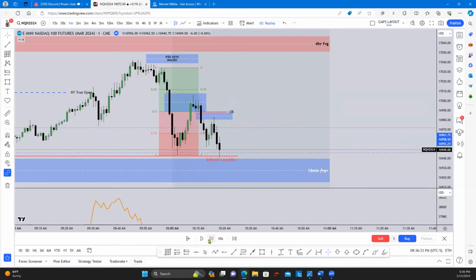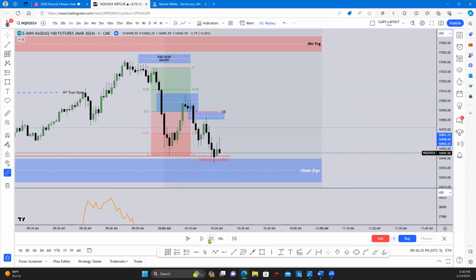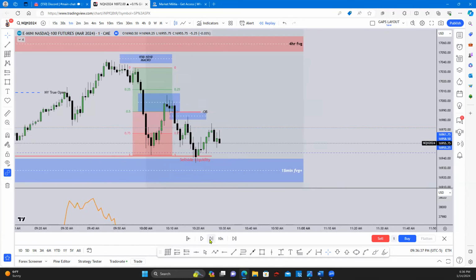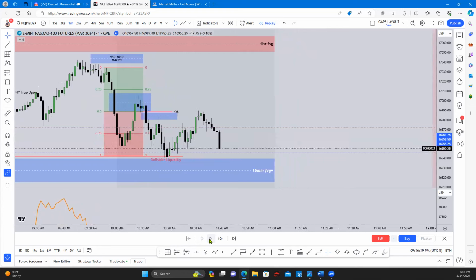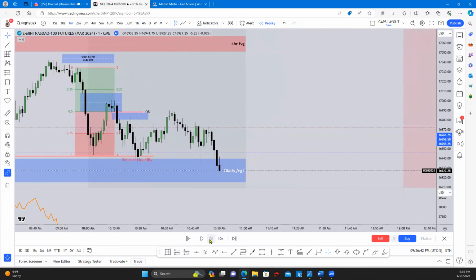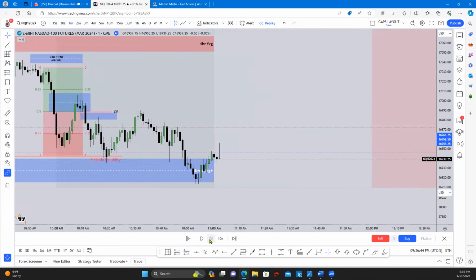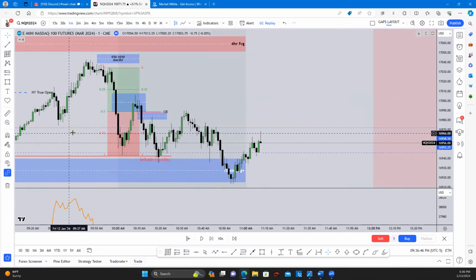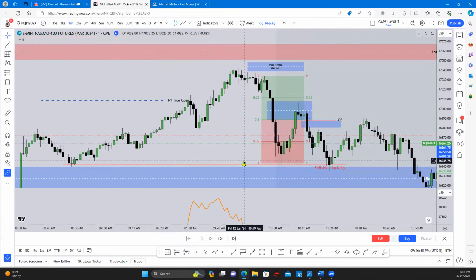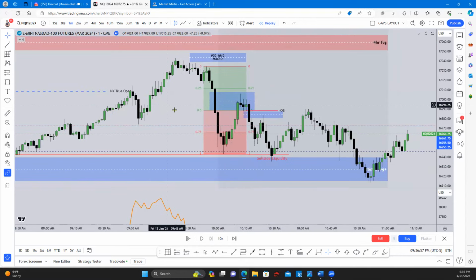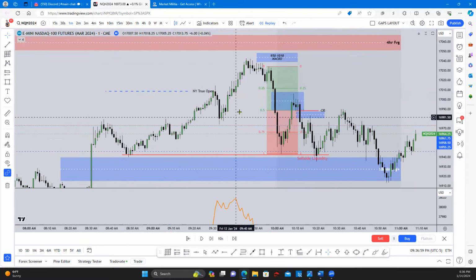Okay, so as you can see, ultimately, the rest of the day, we just kind of danced around this 15-minute. And then another confluence we had was this purple dash line is the midnight opening price. So as we're up here, we're above midnight opening price. Midnight opening price can be a target as well. So we were above midnight opening price.